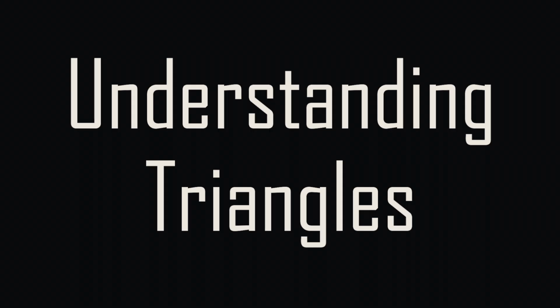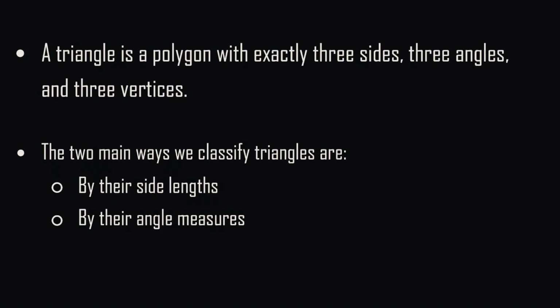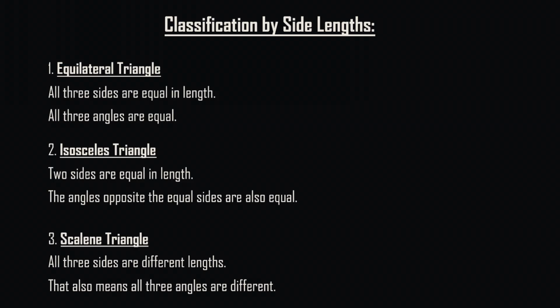So let's get started. A triangle is a polygon with exactly 3 sides, 3 angles, and 3 vertices. But in geometry, we don't just identify triangles, we classify them based on specific properties. The two main ways we can classify triangles are by their side lengths and by their angle measures. Understanding both is important because a single triangle can be classified in more than one way at the same time. So first, let's classify the triangles based on their side lengths.